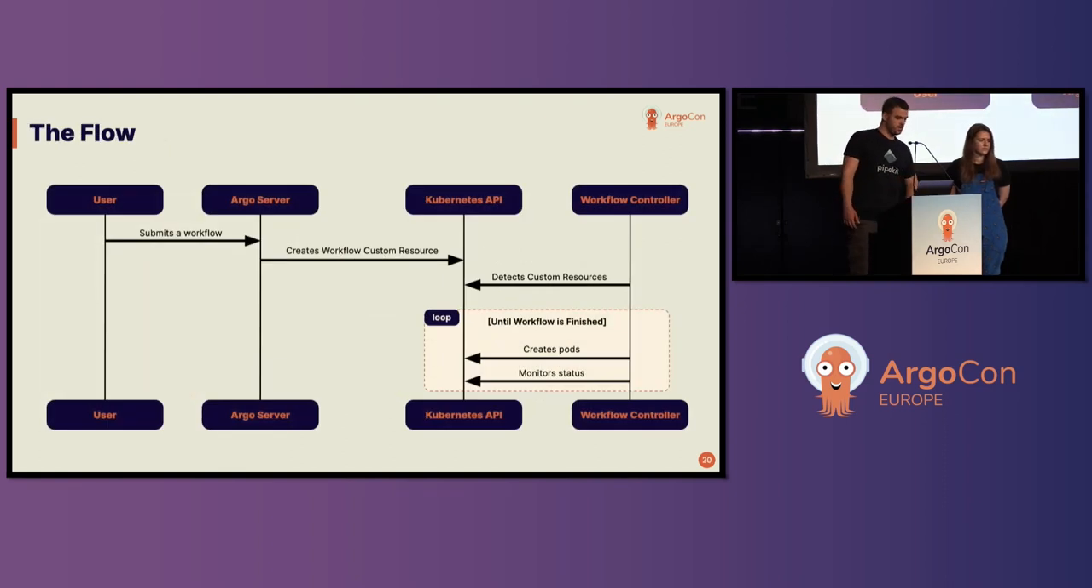So yeah, here's the simplified version of how a workflow is created. In the beginning, you submit the workflow using the CLI, UI, or API, and Argo Server gets your request and creates a workflow custom resource using the Kubernetes API. The workflow controller detects that there is a custom resource that requires action, starts examining it, creates all the pods that are needed, and monitors the workflow status.